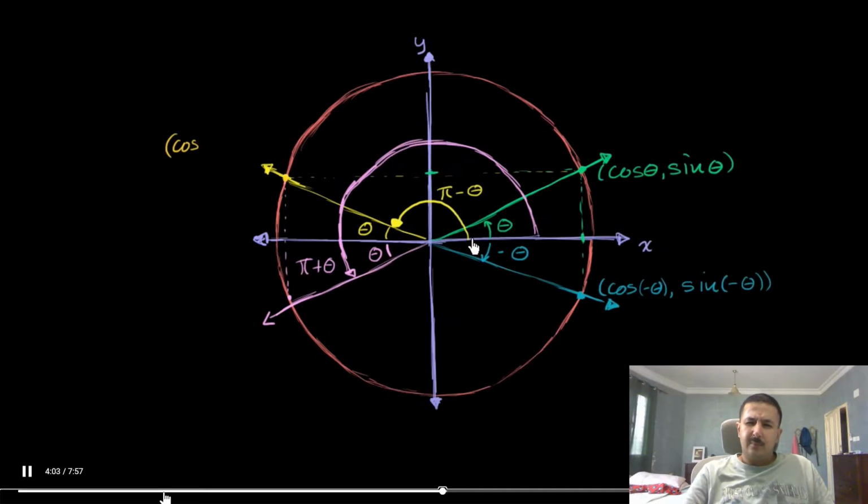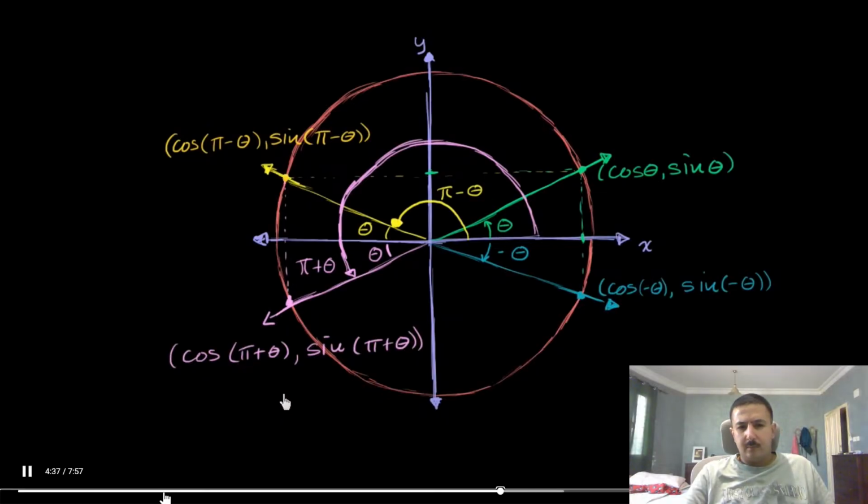That's what this angle is when we go from the positive x-axis. This is cosine of pi minus theta, and the y-coordinate is the sine of pi minus theta. And then we could go all the way around to cosine of pi plus theta. And now, how do these all relate to each other?